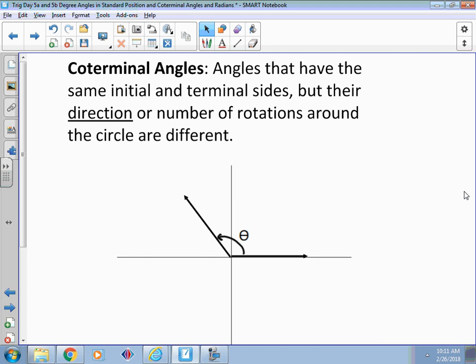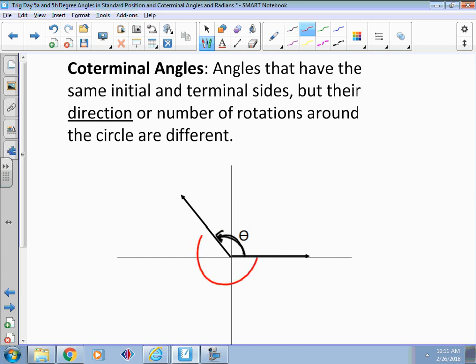So what's a different way that I can start on this one and end at this terminal side, but not take this exact same direction to get there? Well, I could have gone this way instead. That also would have started in the same place and ended with the same terminal side, but it just would have been a different way. So this would be a negative coterminal angle.